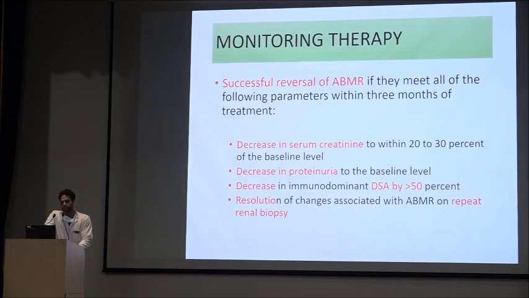What is successful reversal of ABMR? Decrease in serum creatinine, decrease in proteinuria, decrease in DSA, the immunodominant DSAs which were present in the recipient, and then resolution of changes on repeat renal biopsy.